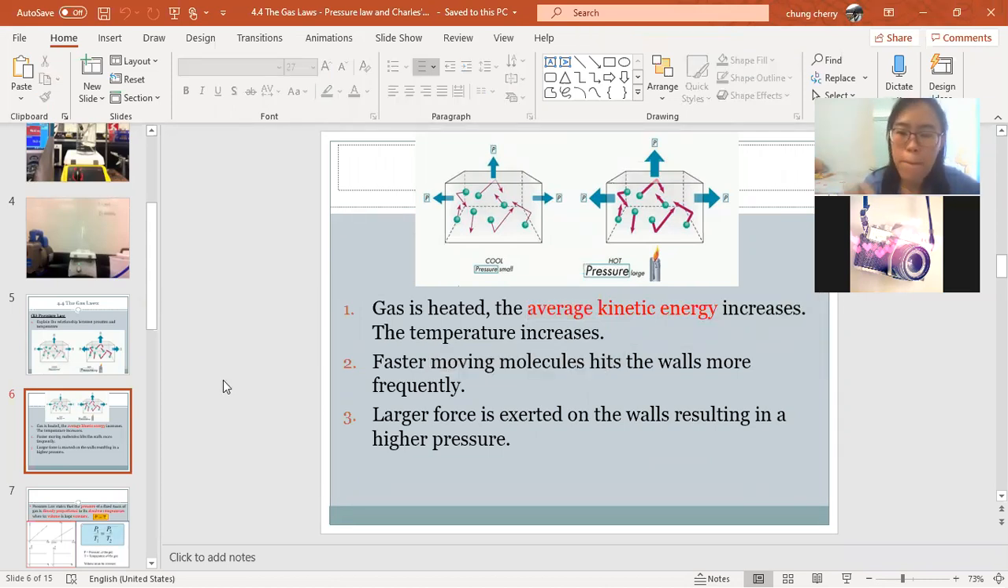By the way, pressure law is talking about pressure and absolute temperature. So what is kept constant?